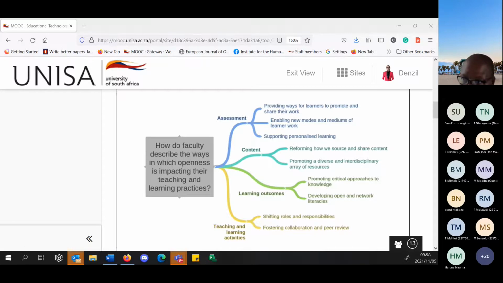Then you also know the discourse on decolonization, etc. And I don't need to talk to you about that, but I'm sure you're familiar with all the spaces. But when we talk openness, how open are we to those kinds of spaces as well, right? And so you can see the discussion on openness is becoming much more critical. Learning outcomes: promoting critical approaches to knowledge, developing open and networked literacies.